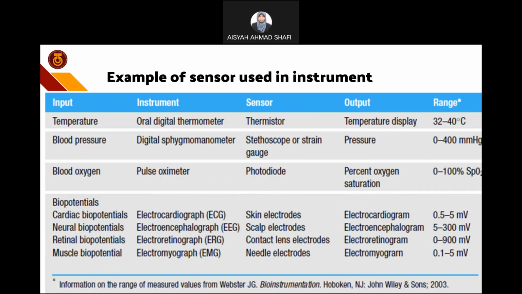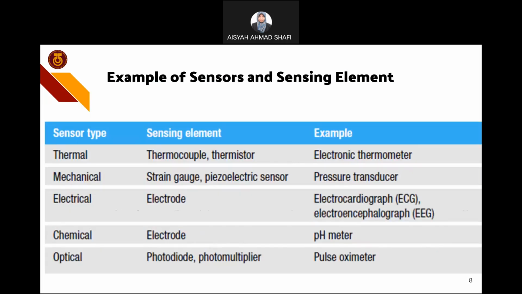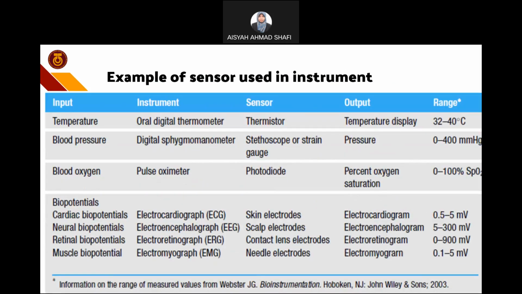Okay, that one is the sensing element. So for the instrument, for example, the oral digital thermometer measures the temperature. The sensor used in the oral digital thermometer is a thermistor. So this is the output and the range.